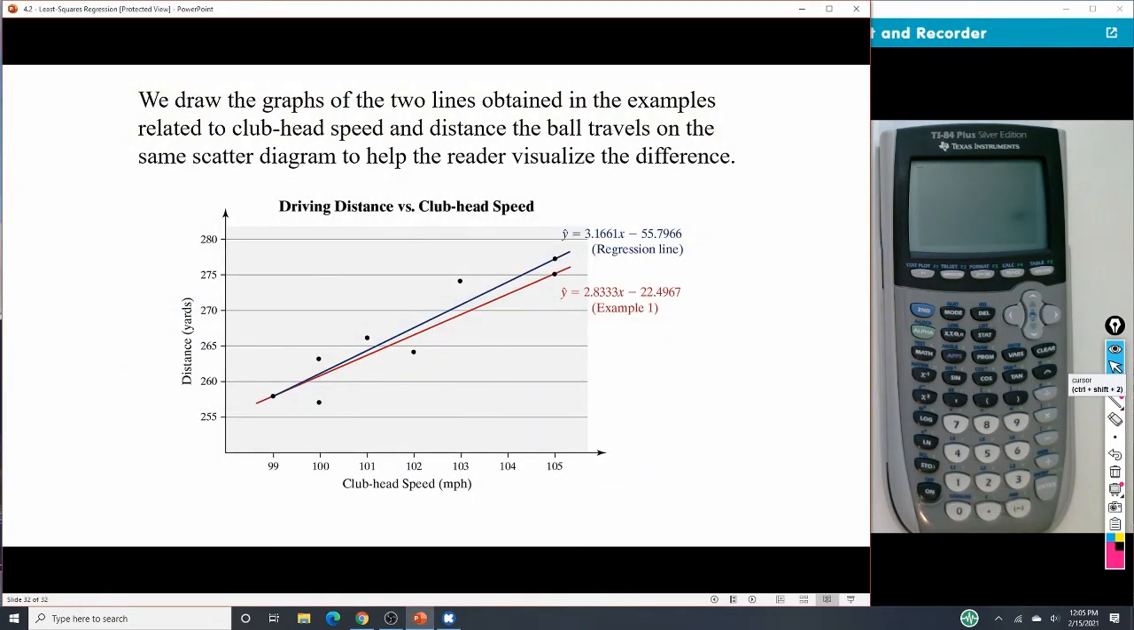And so this is the difference between those two lines. It's not that one line is just 100% better than the other, just that the blue line is going to be the best, minimizing those residuals. All right, so those are the things that you're going to need there for 4.2.